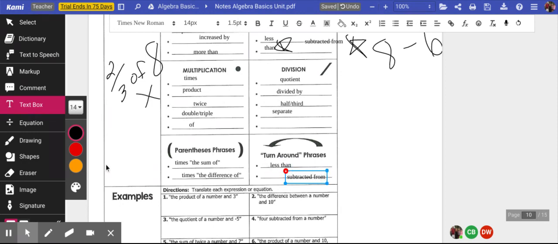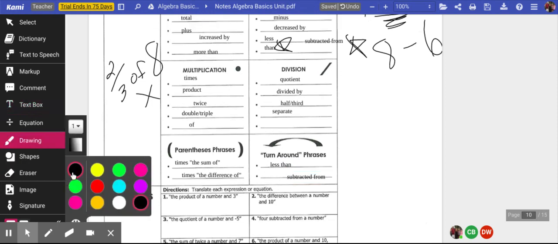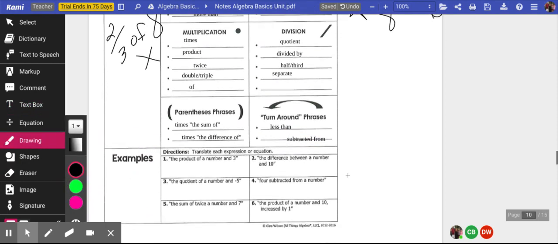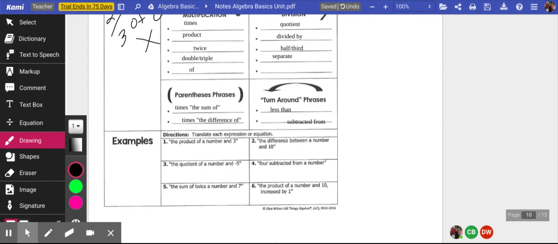Okay, so we want you to practice translating each expression here. I will do a few with you. So the product of a number and 3. Even though the number comes first, we know that we're always going to put the coefficient first. And you can use whatever letter you want. The difference between a number and 10. So the word number comes first, because it's subtraction, you have to have that go first.